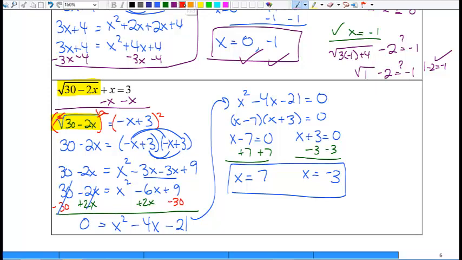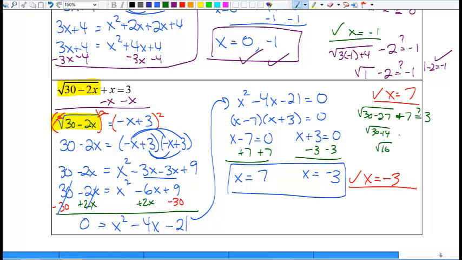So those are the two answers I think are the correct answers. But to be sure, I have to go back and check. So let's check x equals 7 first, and then we'll come back down here and check x equals negative 3. So I have the square root of 30 minus 2 times 7, plus 7, supposedly equal to 3. So 2 times 7, that's 14. 30 minus 14 is the square root of 16. And 4 plus 7, is that equal to 3? Oh, no, but if 4 was negative, it would have worked out, which is usually what happens. It's only off by a negative. So that one's not right.